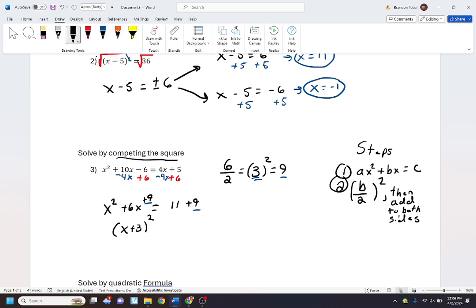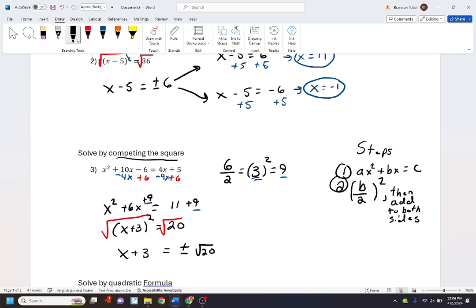And that's going to equal 20. It's okay, it's not clean. So we're going to square root both sides. When you square root both sides, x plus 3 equals the square root of 20. Now, the square root of 20 is not clean, so you just leave it as plus or minus the square root of 20.